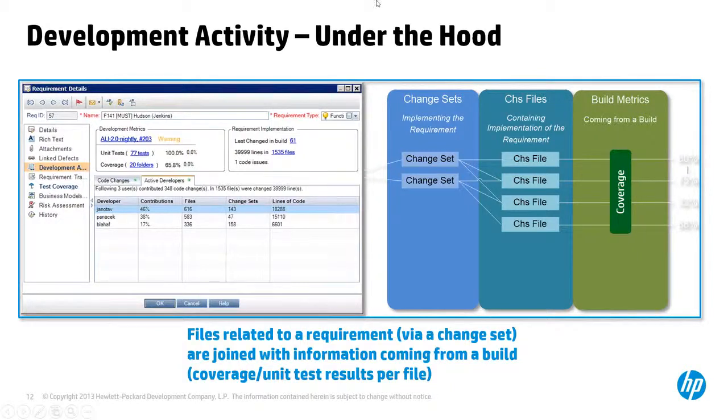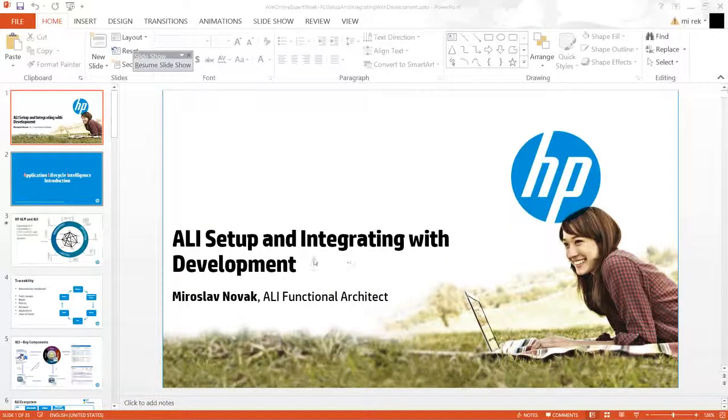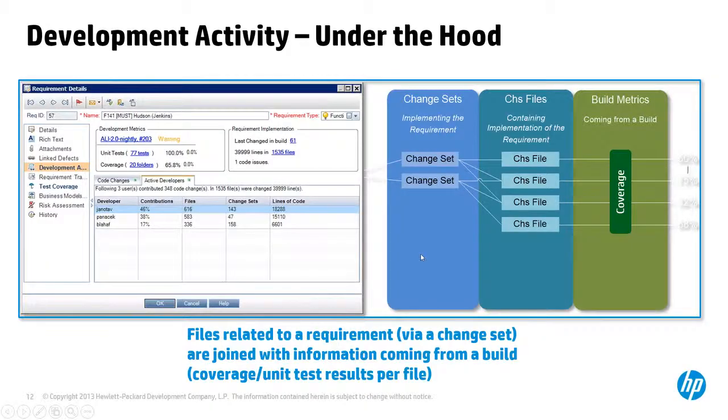And here, very briefly, about how do we compute development metrics for requirements and defects. So we are using the traceability from the requirements to code, which means change sets. Then for the change sets, we are tracking what are the files which were modified in each particular commit. And from the build server, we are getting information about code, about metrics for each particular file. So putting these data sets together, we can compute what is the code coverage, and in a similar pattern also unit tests for each particular file, for each particular change set, for each particular requirement and defect.